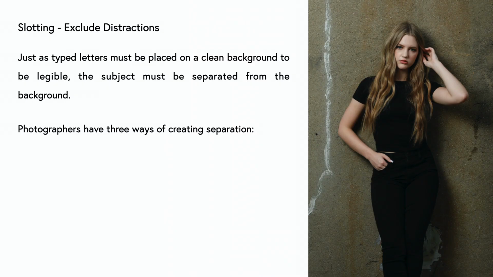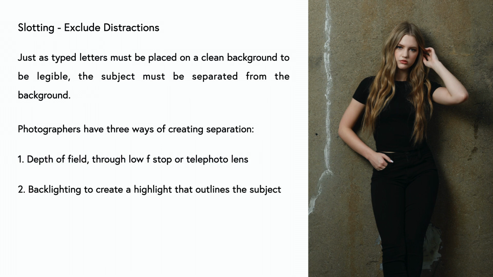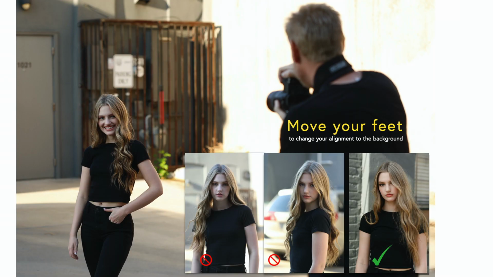Just as typed letters must be on a clean background to be legible, the subject must be separate from the background. Photographers have 3 ways of creating separation. 1. Depth of field through a low f-stop or telephoto lens. 2. Backlighting to create a highlight that outlines the subject. 3. Isolating the subject in a zone of negative space, slotting. Move your feet to change the alignment to the background.